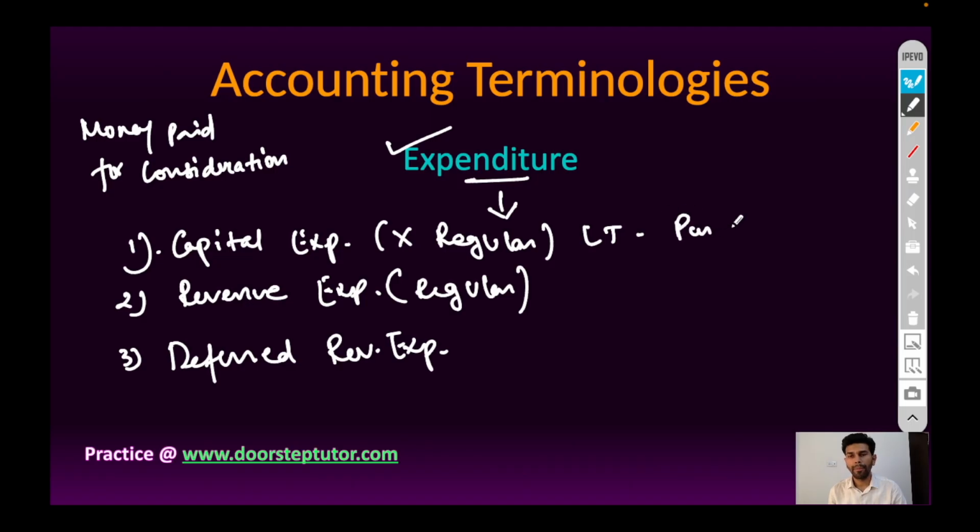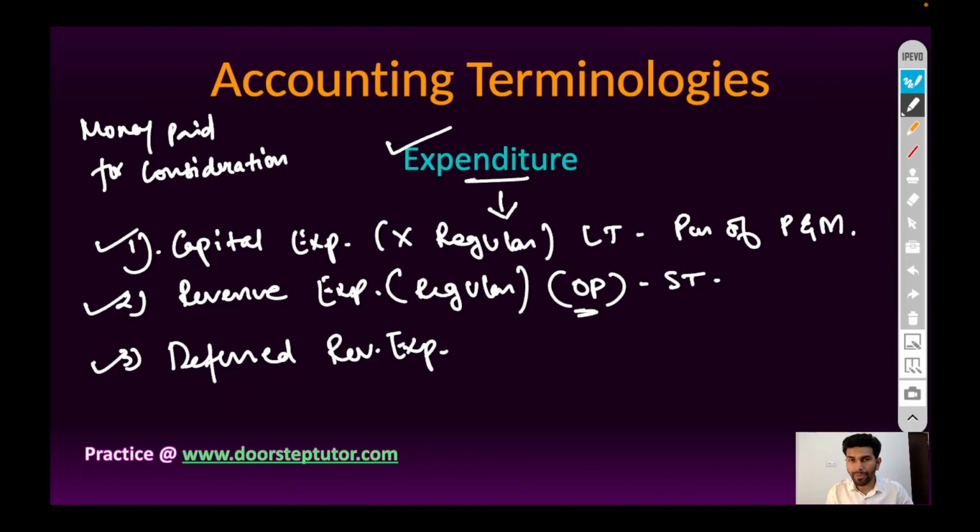For example, purchase of plant and machinery or any other fixed asset. So capital expenditures are long-term and irregular expenditures for the purchase of fixed assets. Revenue expenditures are regular expenditures which are paid for the operation of business. Revenue expenditures are paid for day-to-day business operations. Therefore, they are short-term in nature.